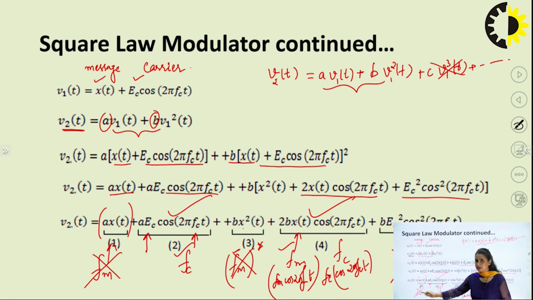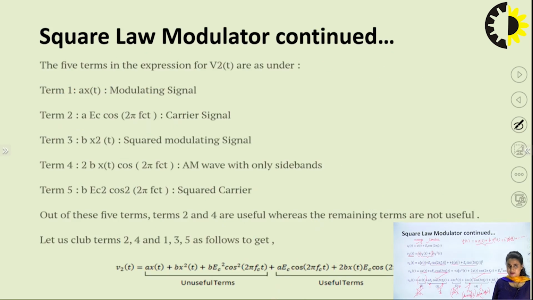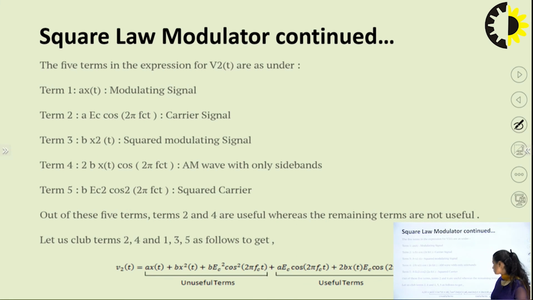First will be rejected, being completely message. Second will be selected because this is carrier frequency. Third will be rejected because this is message frequency. Fourth will be selected because this is FC plus FM, FC minus FM, that is the frequencies oscillating around FC. Fifth is square of FC term, which will be very high frequency, that will be rejected. So term 2 and 4 are useful, whereas remaining terms are not useful.